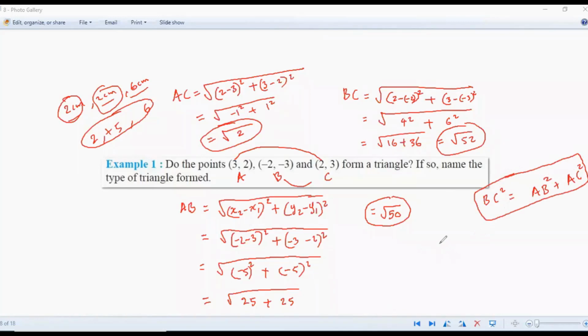So here what is AB square plus AC square? What is AB square here? AB is root 50, root 50 square is 50, because we can cancel root and square. Plus AC square. What is AC square? AC is root 2, root 2 square is simply 2. That is 50 plus 2, that is 52. So AB square plus AC square is 52. We are doing the left side and right side separately. This is RHS.